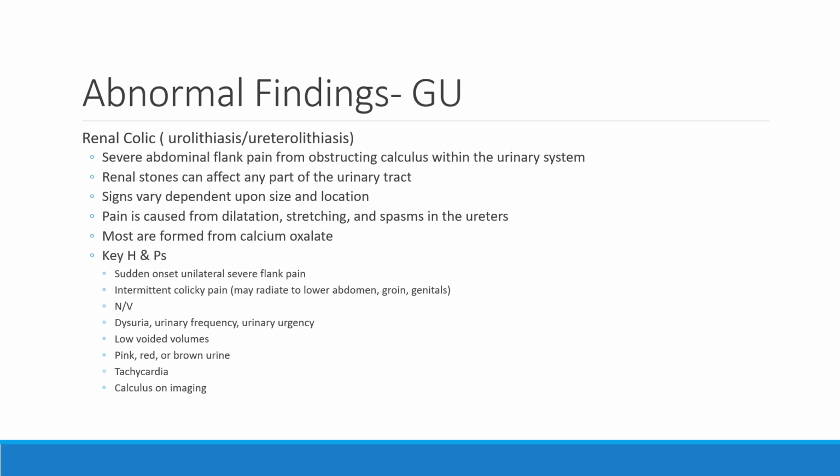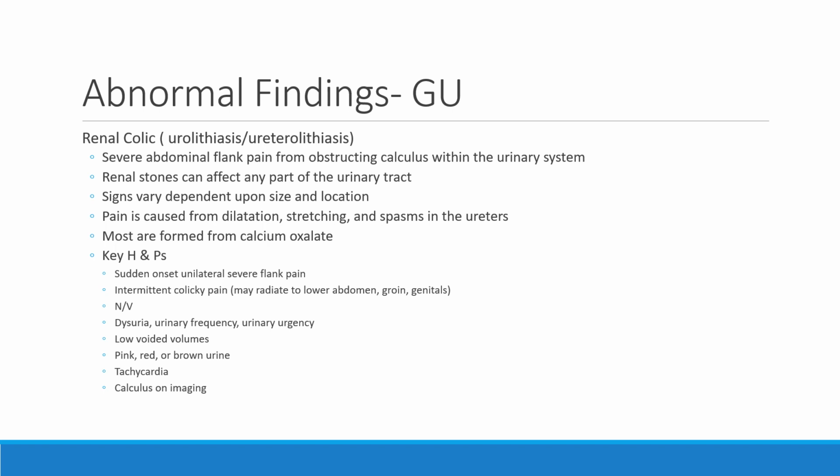Renal colic, urolithiasis, and ureterolithiasis: severe abdominal flank pain from obstructing calculus, so renal or kidney stones that are within the urinary system. Renal stones can affect any part of the urinary tract, and signs depend on the size of the stones and the location. Pain results from dilatation, stretching, and spasms in the ureters. These are most often formed from calcium oxalate.